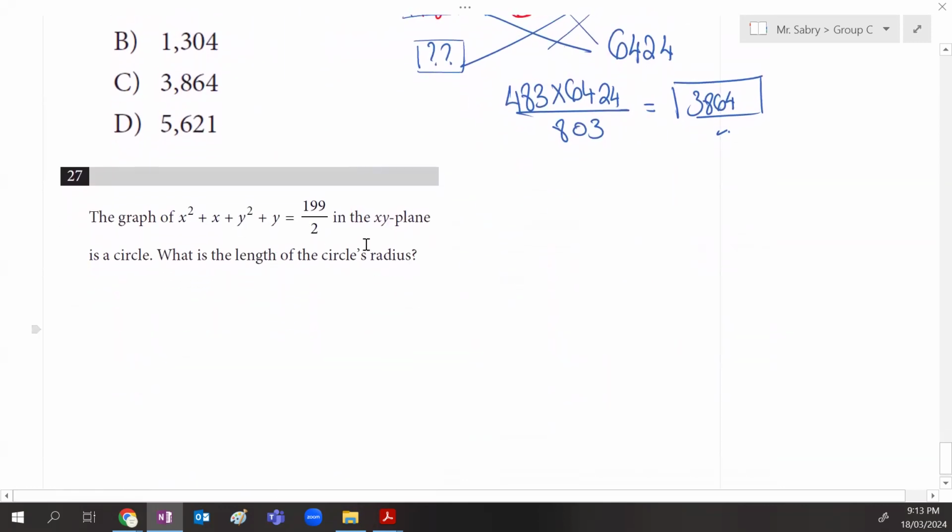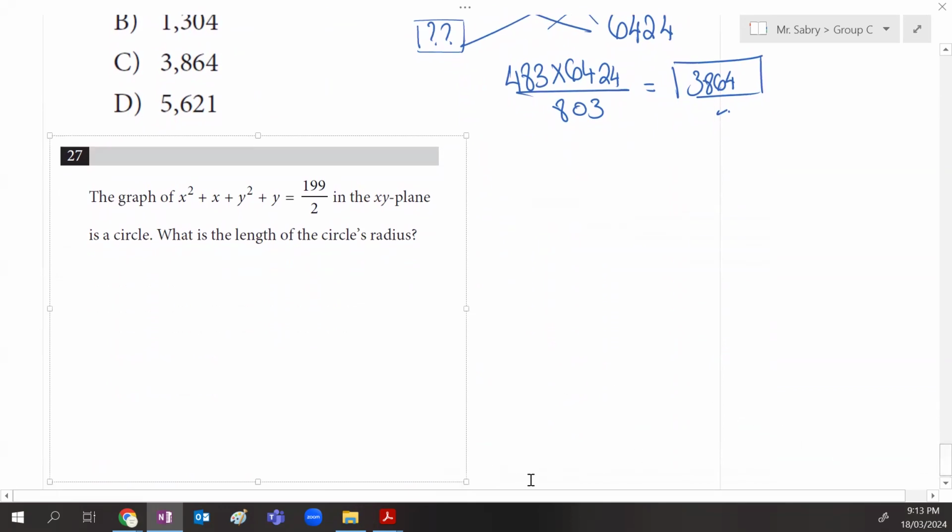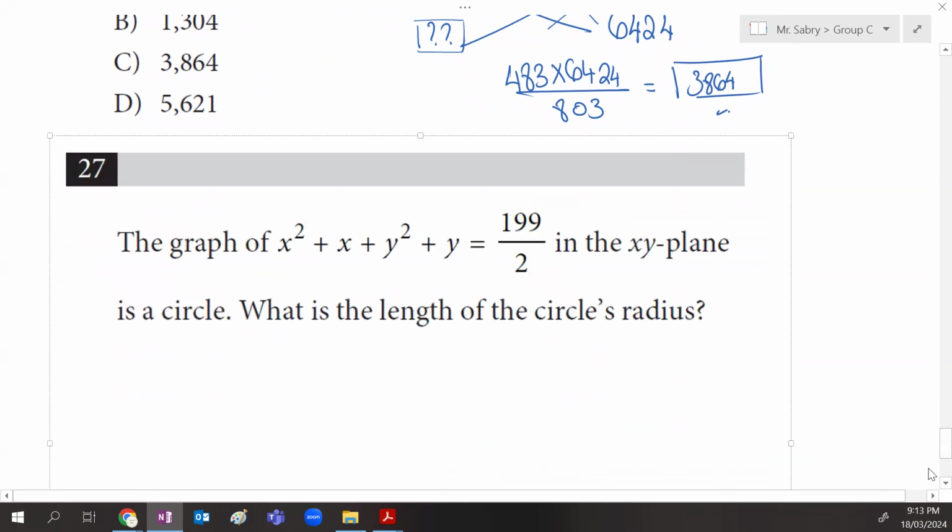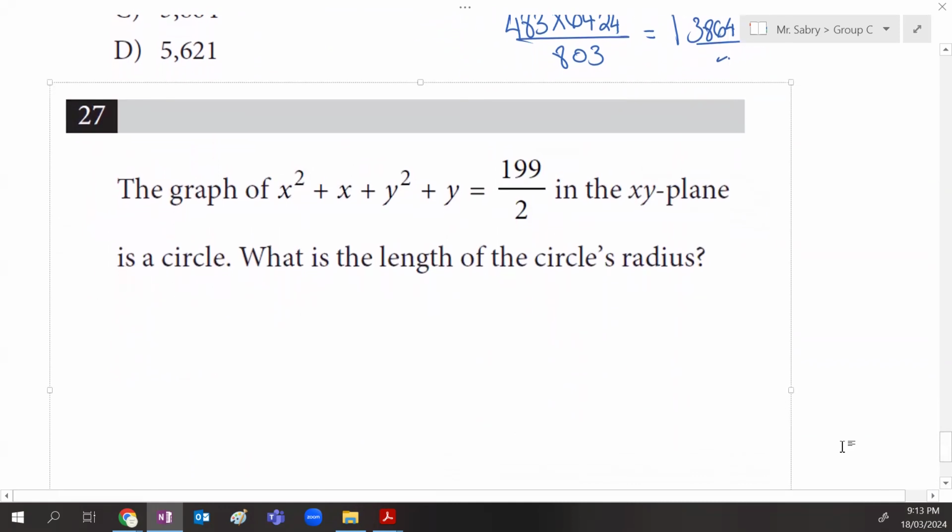The graph of this in the xy plane is a circle. What is the length of the radius of the circle? And that's a very important question too. I explained this one to you before, right or not? Completing the square. Let me give you an example on the side and then go back to this one.